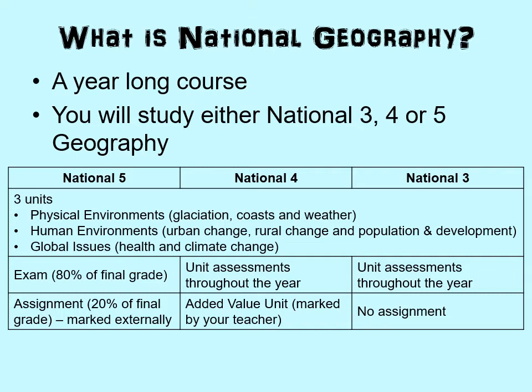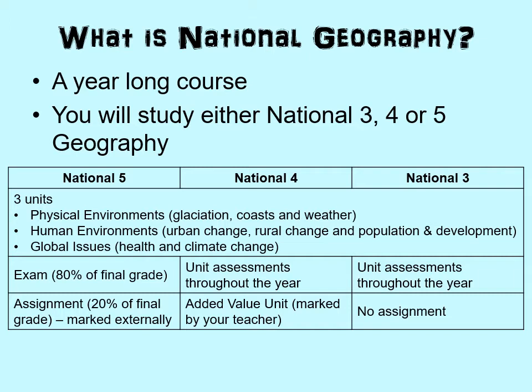We'll look at physical environments where we think about glaciation, coasts and weather. We will look at human environments where we look at urban change, so changes in cities, rural change, which is changes in the countryside, and population and development. And then we'll look at global issues, so we'll look at health and climate change. And we won't do those topics in the order that are on this slide, but they're the ones that we're going to cover throughout the whole year.